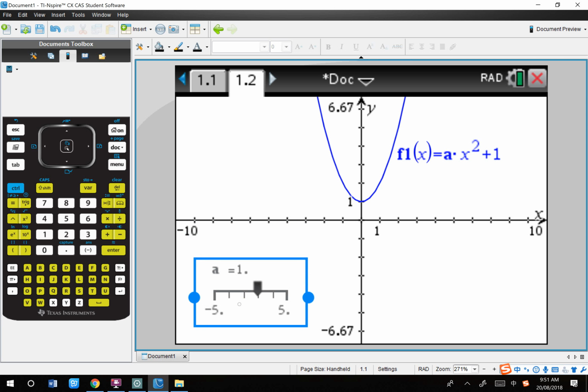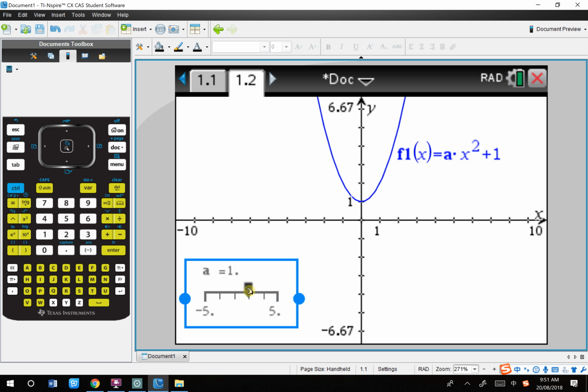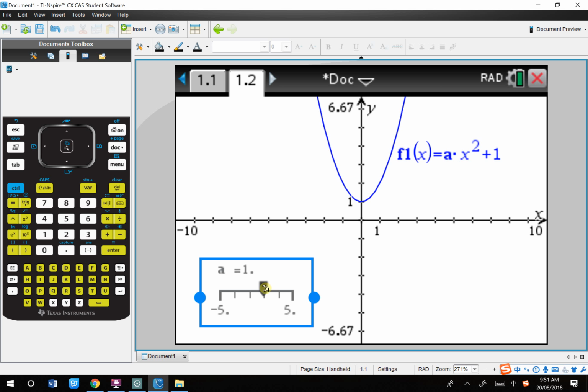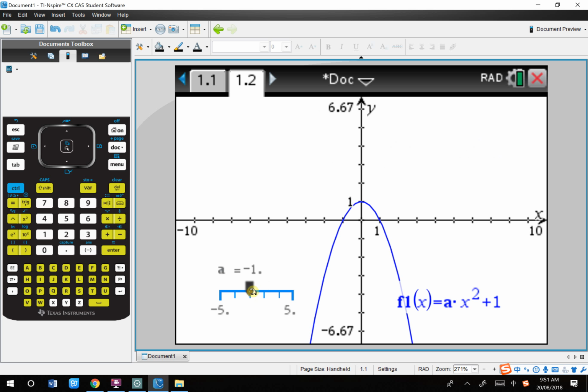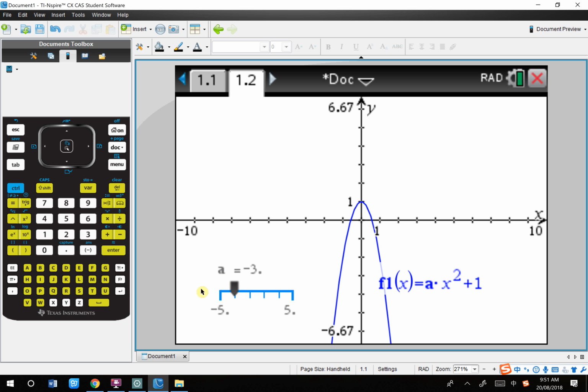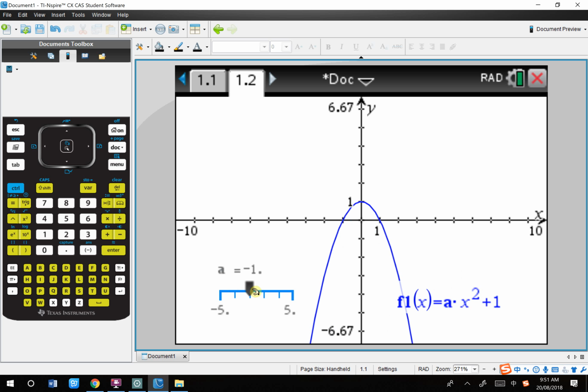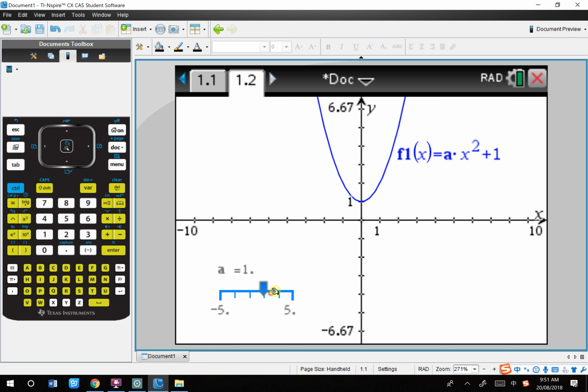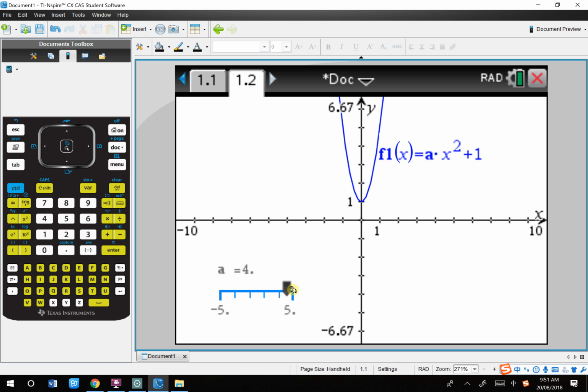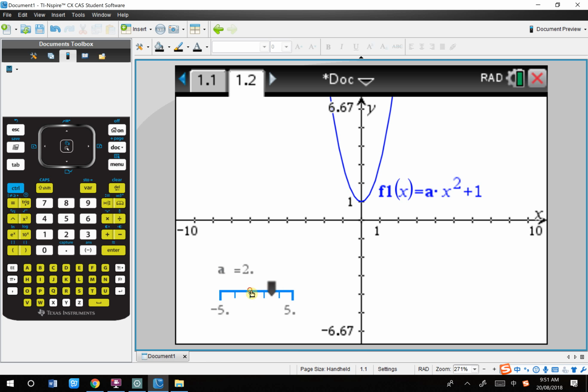Can you see this box? I can move it. This is my a value. My a can take values from -5 to 5. It will just appear. My one can't really slide, but you can hold it to slide. Can you see if I change my a value, this function is changing?